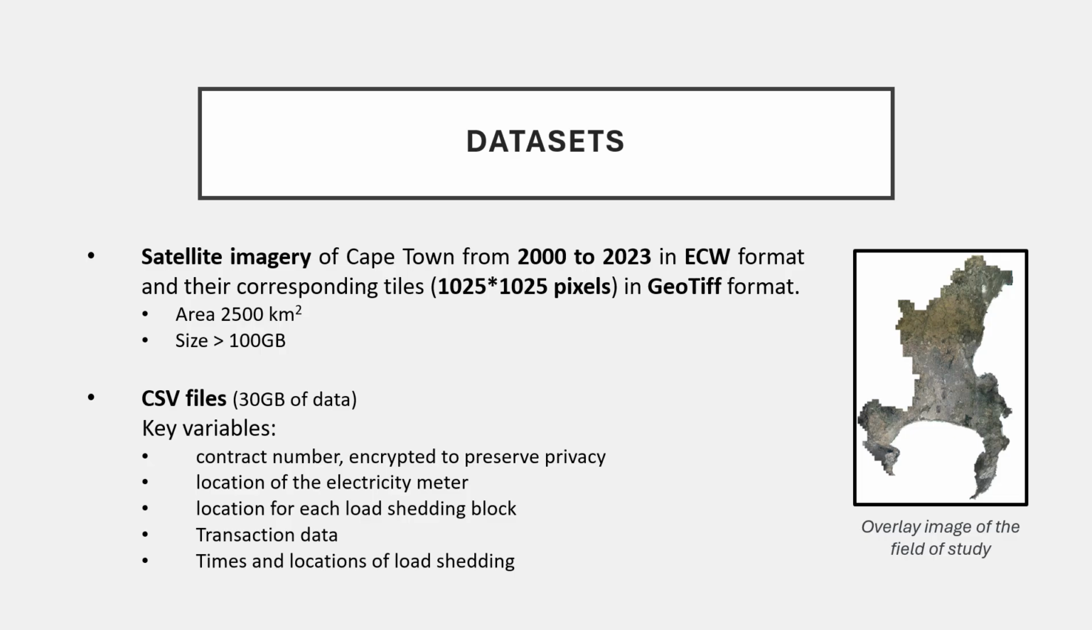Talking about our dataset, our data primarily comes from satellite imagery of Cape Town from year 2000 to 2023. The images are in ECW format. In addition to that, we also have their corresponding tiles in GeoTIFF format, and the pixel resolution is 1025 by 1025. The area of our study is 2500 kilometers, and the size of these images is more than 100 GB. We also have various CSV files, worth 30 GB of data, and these files contain electricity transaction data.